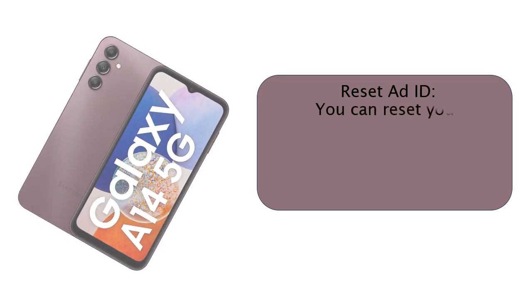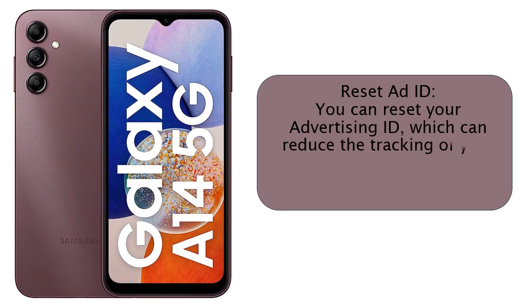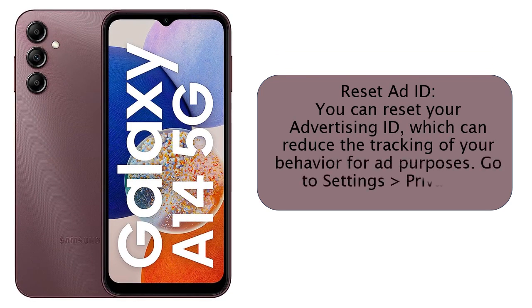Reset Ad ID. You can reset your advertising ID, which can reduce the tracking of your behavior for ad purposes. Go to Settings, Privacy, Advanced, Reset Ad ID.